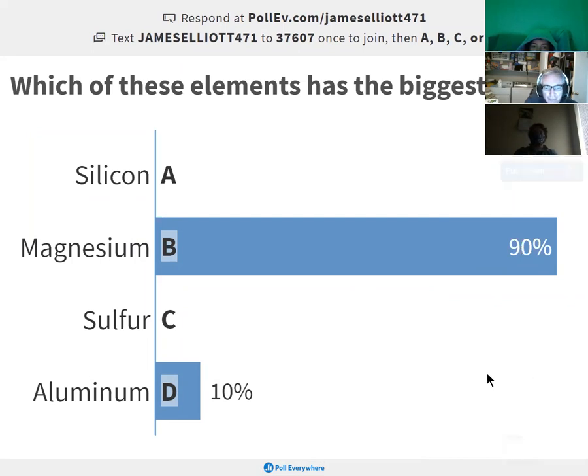Let's see. So is everybody responding here? Everybody? I can't see numbers, which is annoying. Oh well. So I imagine that most people have replied at this point.